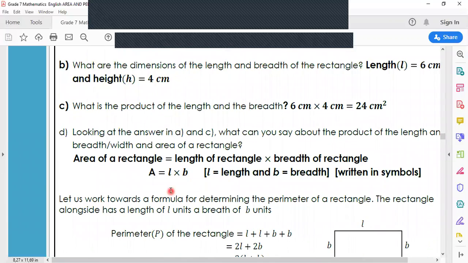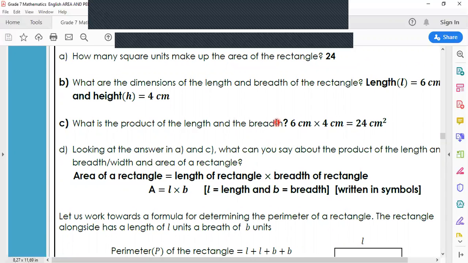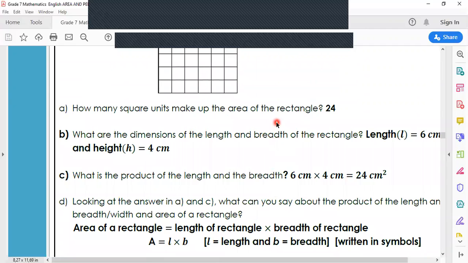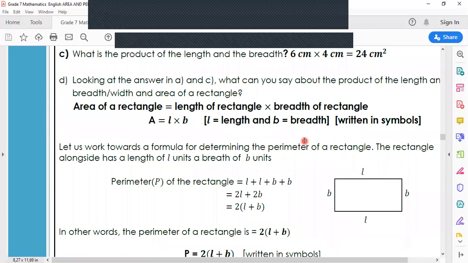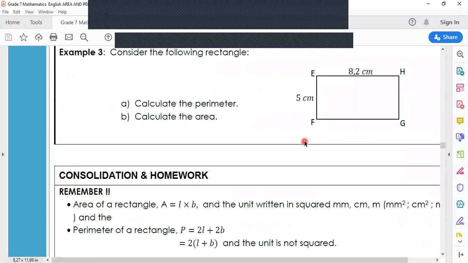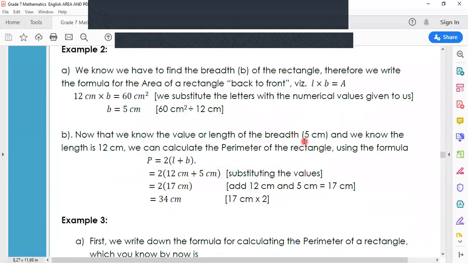Looking at the answers in A and C, can you see that the product of the, so that is how you get basically the area formula from there. And it is basically proving that if we multiply them together, you will get the same answer as what you got in the first question, where we actually counted the amount of blocks. So yeah, and I think that is it.